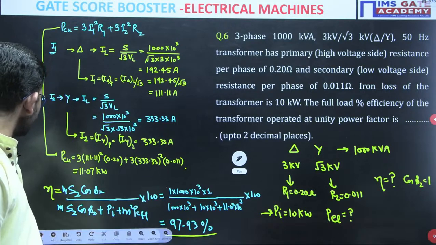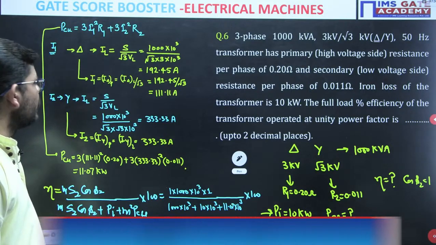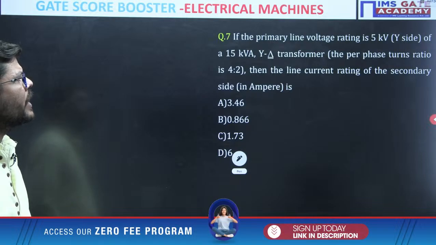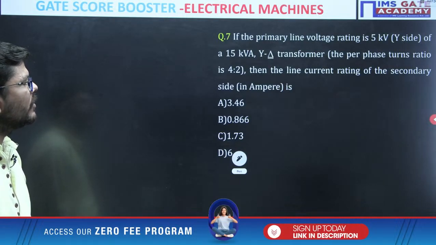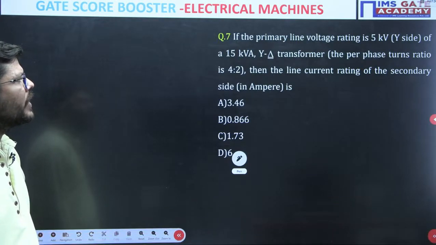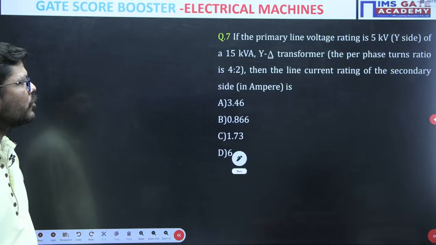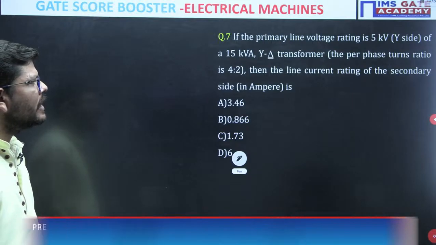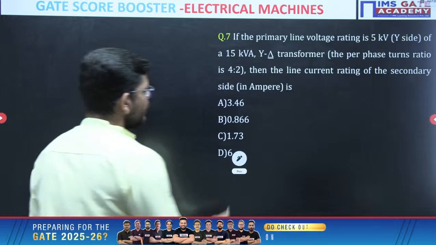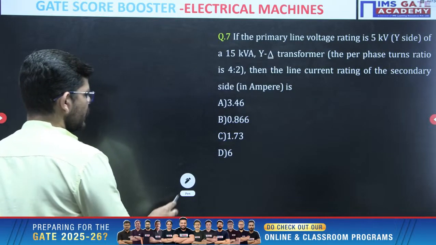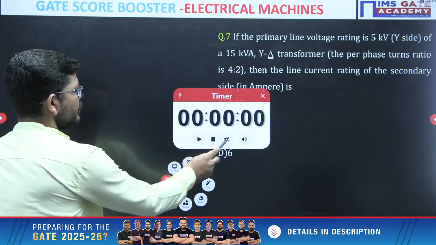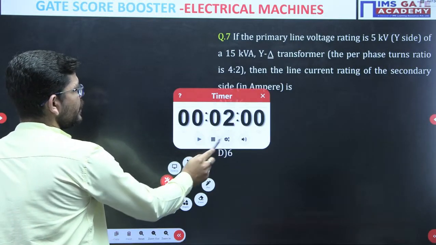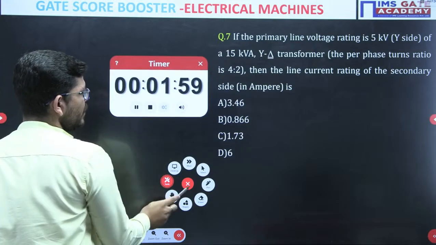Now moving towards the next question. See the next question. If the primary line voltage rating is 5 kV on the star side of a 15 kVA star delta transformer, the per phase turns ratio is 4:2, then the line current rating of the secondary side is what? Your time starts now. I know that you can solve this question, so I am giving you 2 minutes for that.